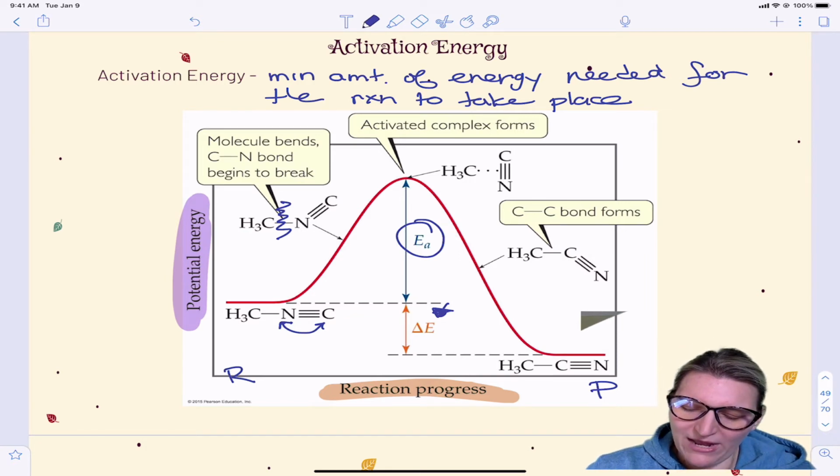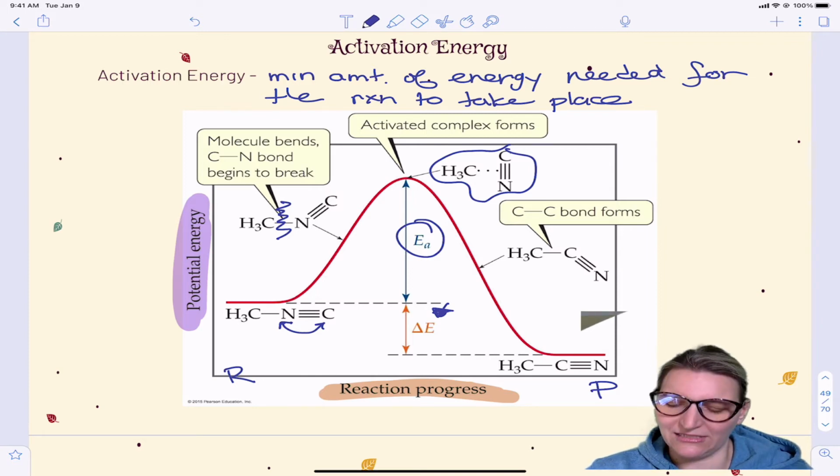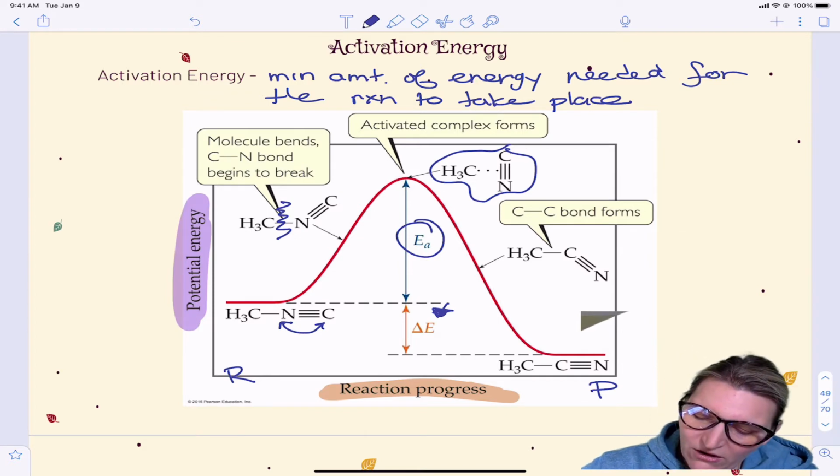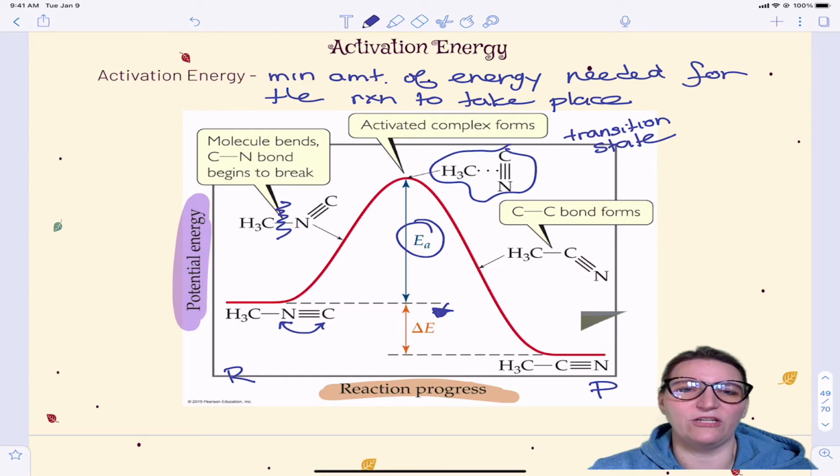Right here you see, what is this? What do we call that? It isn't a reactant. It isn't a product yet. So sometimes you will see it called an activated complex. You might also see it called a transition state. Those are two words that really are interchangeable with each other. It's what you call it when it's in the middle of reacting.